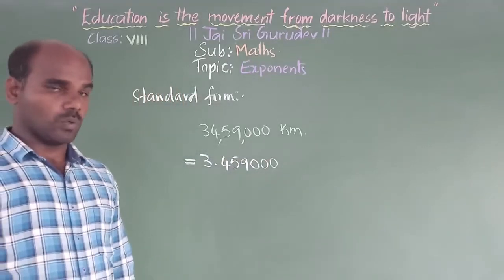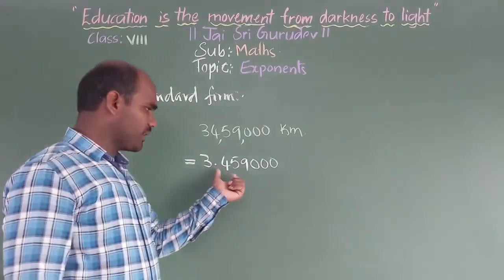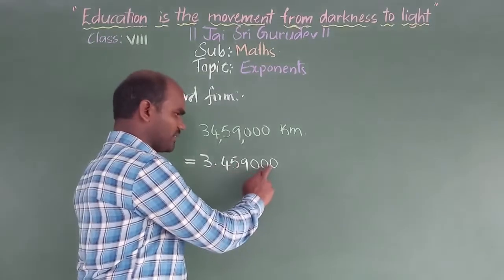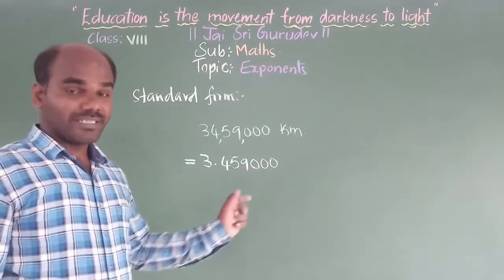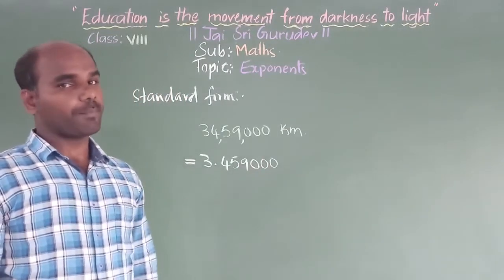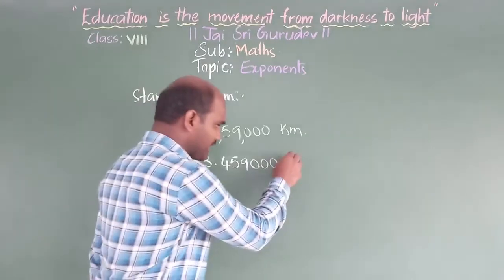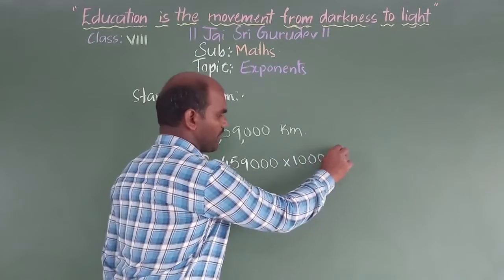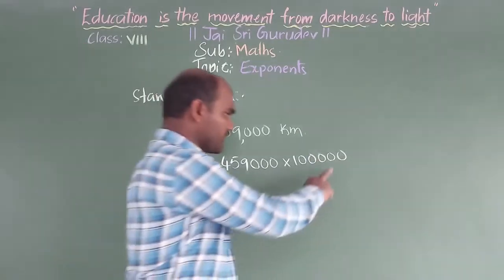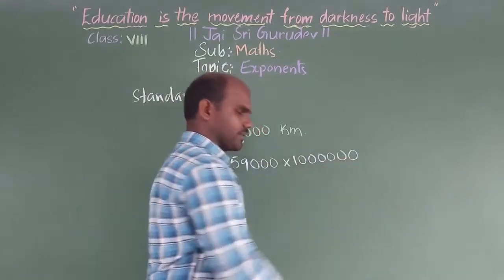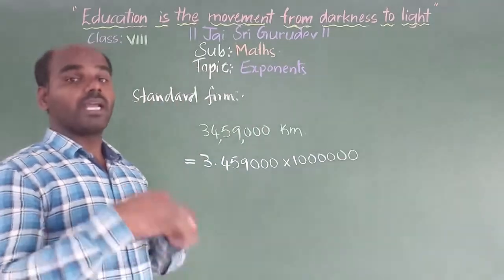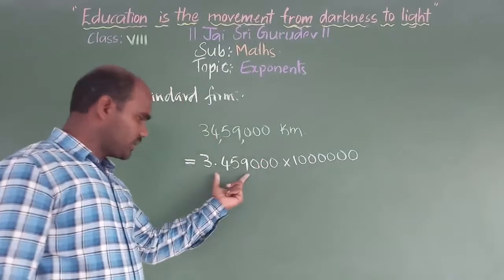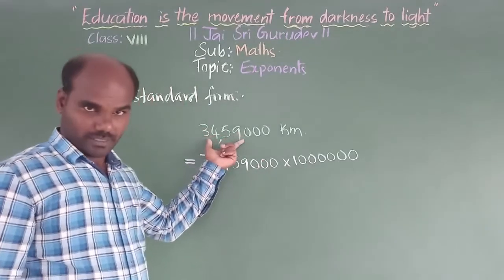After the point, how many numbers do we put? 1 2 3 4 5 6. So 6 digits are written after the point. Yes or no, children? So that has to be multiplied by 10 to the power 6, that is 6 zeros. How many zeros are there, children? 6. If you multiply with this, you should get the same thing.